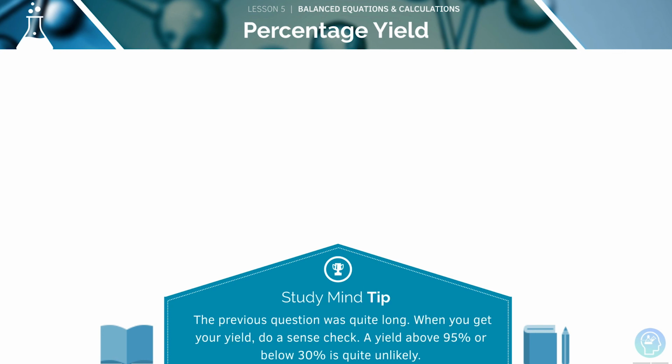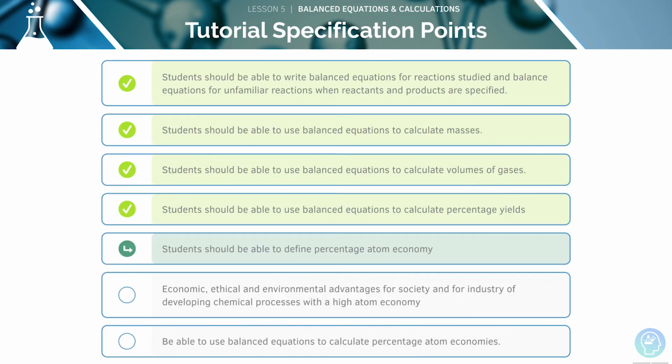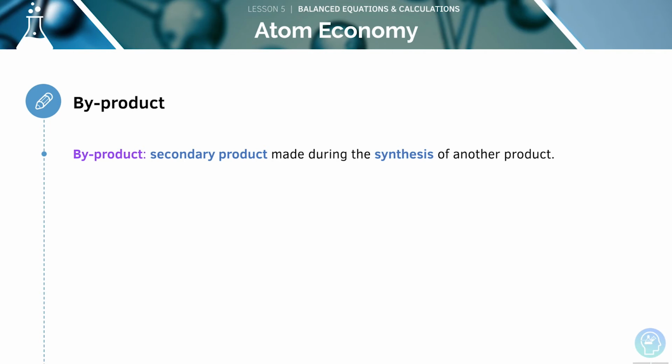The previous question was quite long. When you get your yield, do a sense check to make sure it's correct. A yield above 95% or below 30% is quite unlikely. Let's look at how to define percentage atom economy next.